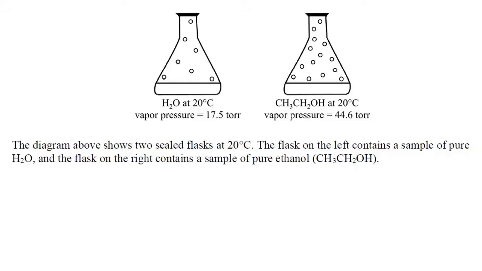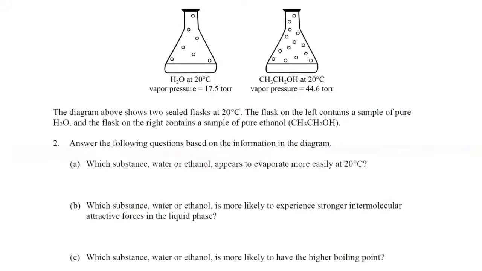So unlike question 1, in which we were taking a sample of water and raising the temperature of the water, in question 2, we're looking at two different flasks of different liquids at the same temperature. So on the left, we see water at 20 degrees Celsius, and the vapor pressure is 17.5 torr. On the right, we see ethanol, also at 20 degrees Celsius, and the vapor pressure is 44.6 torr. So let's go ahead and answer question 2. We have parts A, B, and C.